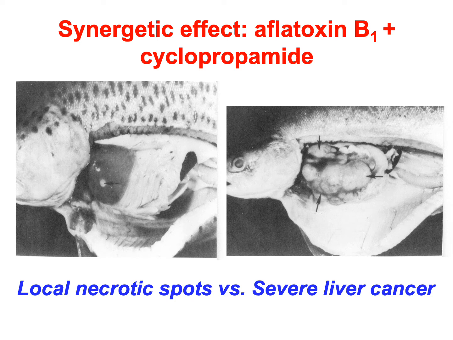The same concentration plus a small amount of cyclopropenoid in the right picture will cause severe liver cancer. You see the tumors are overwhelming on this one. So the effect is not 2 plus 2 is 4, but 2 plus 4 is 6, or even 2 plus 4 is 8. So this is a synergistic effect.